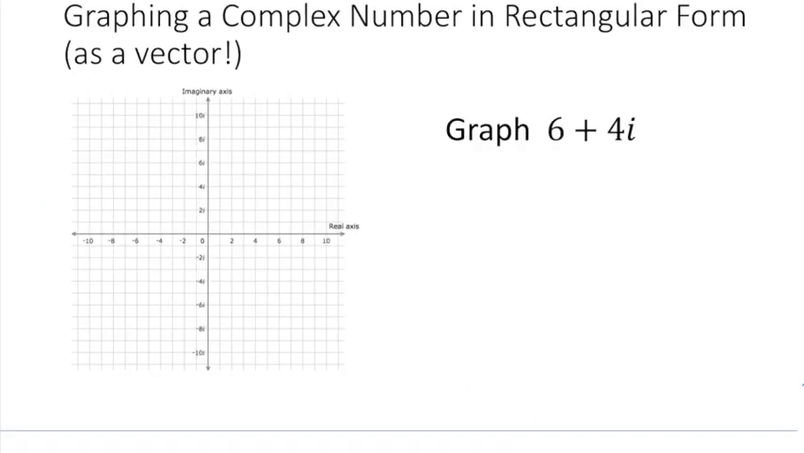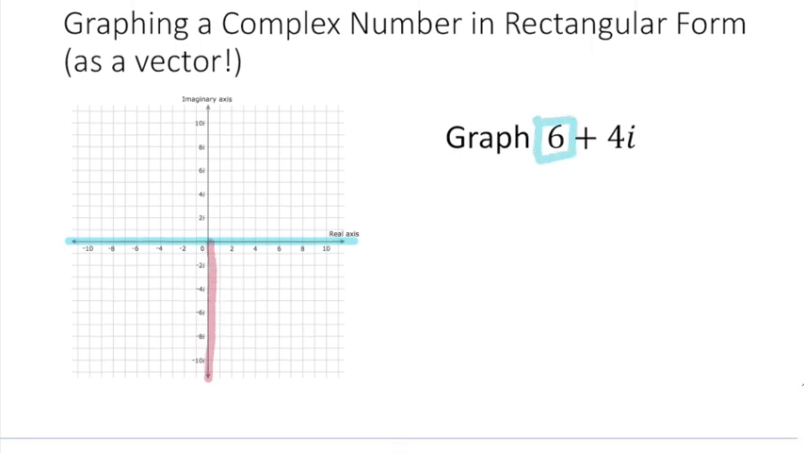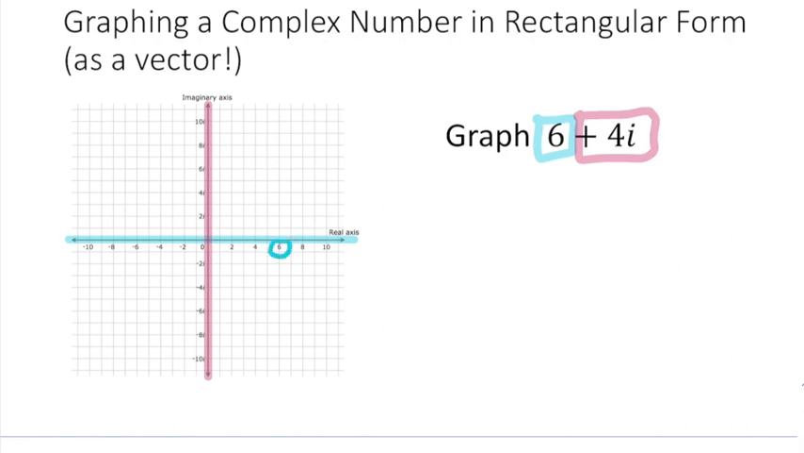Next, we're going to learn how to graph a complex number using what's called a vector. When we're graphing a complex number, what we normally call the x-axis is now going to be the real axis, which is going to be used for the real part of your complex number. The y-axis is now called the imaginary axis, which will be used for the imaginary half of your number. So 6 plus 4i would mean you should be at 6 on the x-axis, or the real axis, and 4 on the imaginary axis. That gives us a point right here.